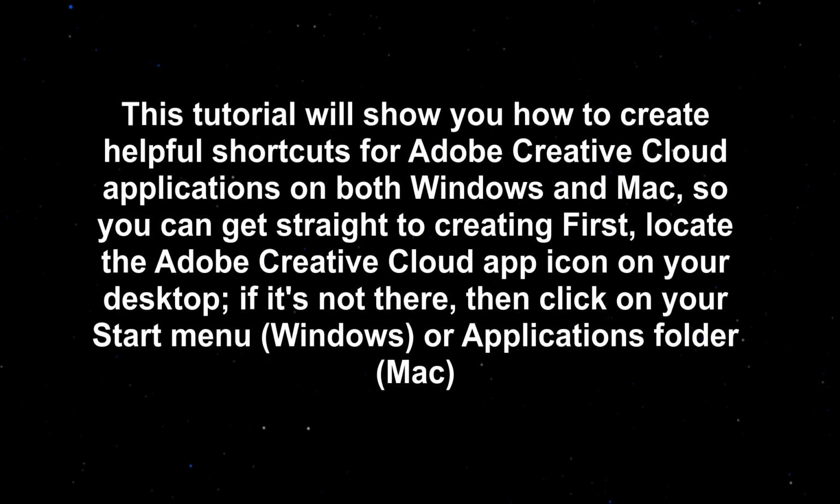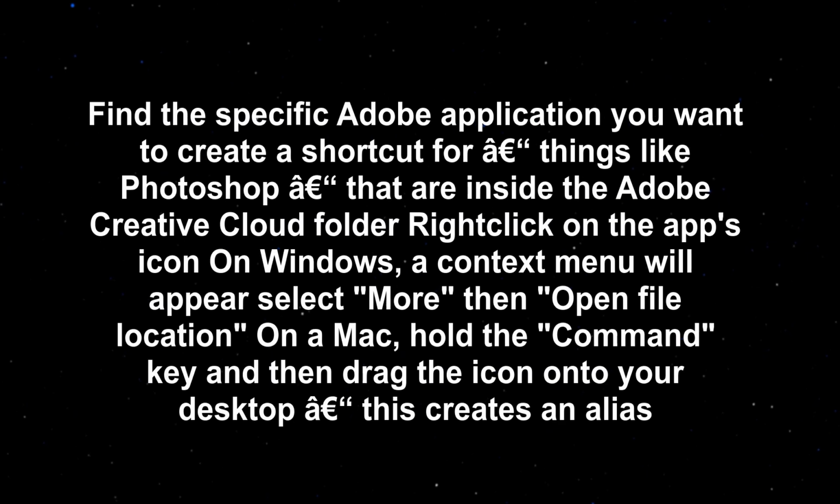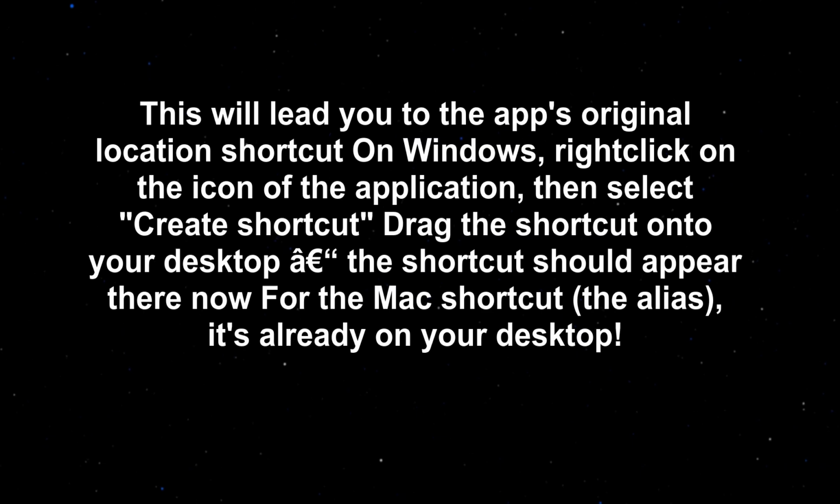If it's not there, then click on your Start menu on Windows or Applications folder on Mac. Find the specific Adobe application you want to create a shortcut for, things like Photoshop, that are inside the Adobe Creative Cloud folder. Right-click on the app's icon on Windows. A context menu will appear. Select More, then Open File Location. On a Mac, hold the Command key and then drag the icon onto your desktop. This creates an alias.